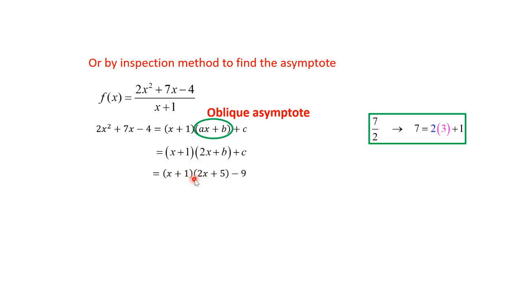Then to get my remainder, when I multiply my last and my last together, I get 5. I'm supposed to have minus 4, so to balance it out, I subtract 9. And then once I've got it in that form, my oblique asymptote is y equals 2x plus 5. Once you've practiced a few of these, it is very easy. You can actually go from that step straight into that step straight away. So give it a go.